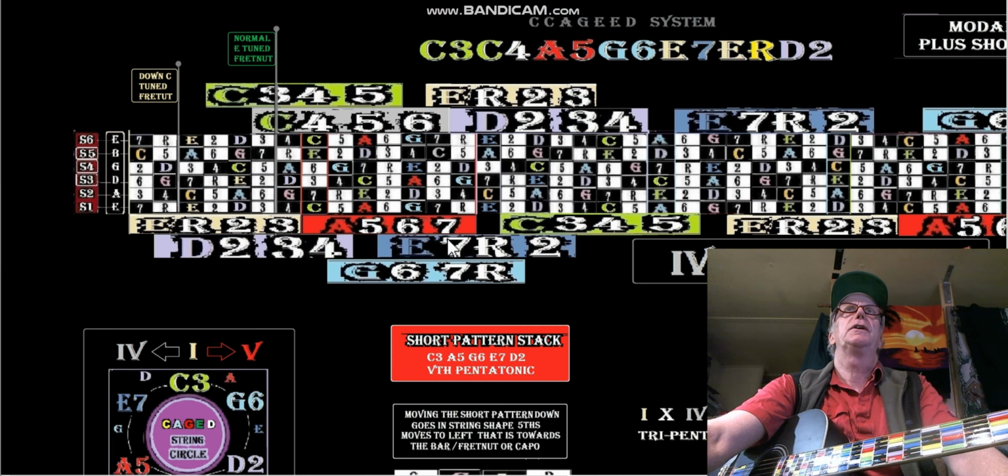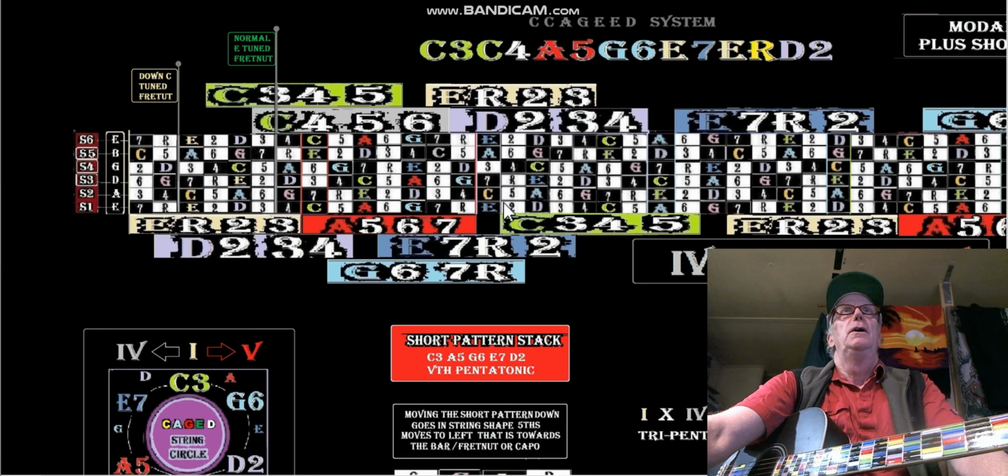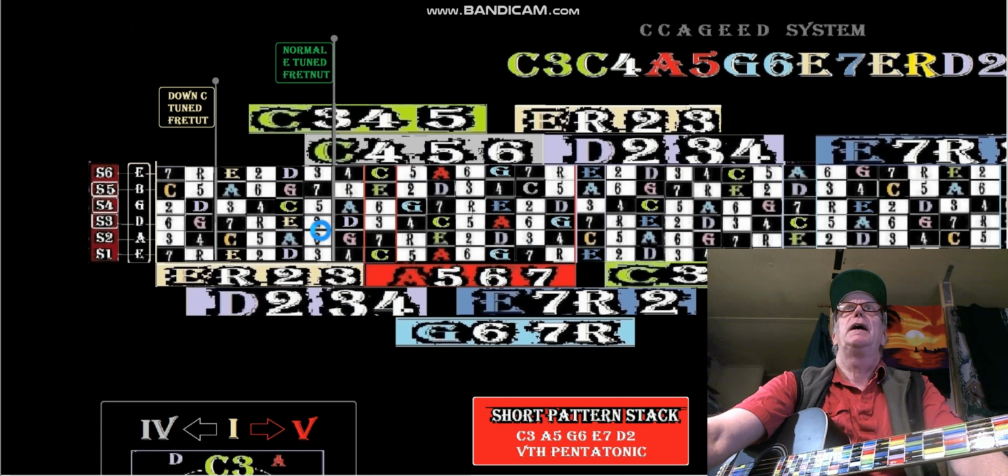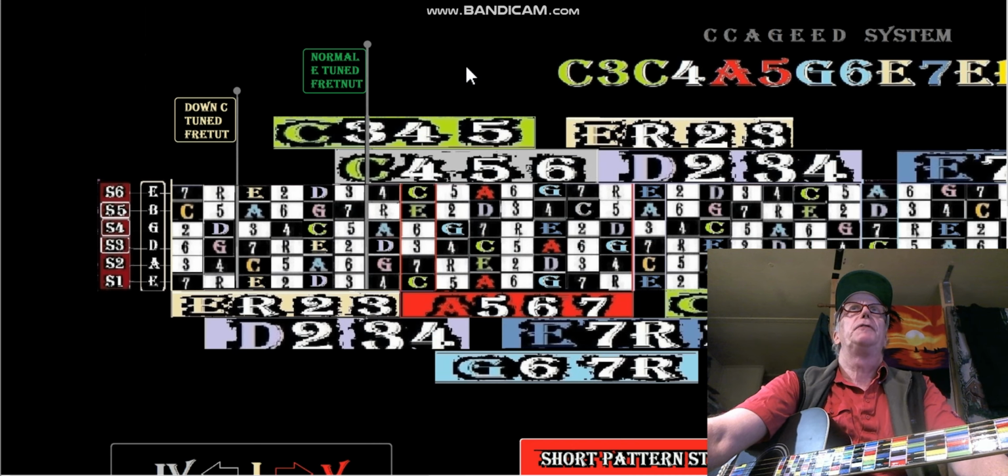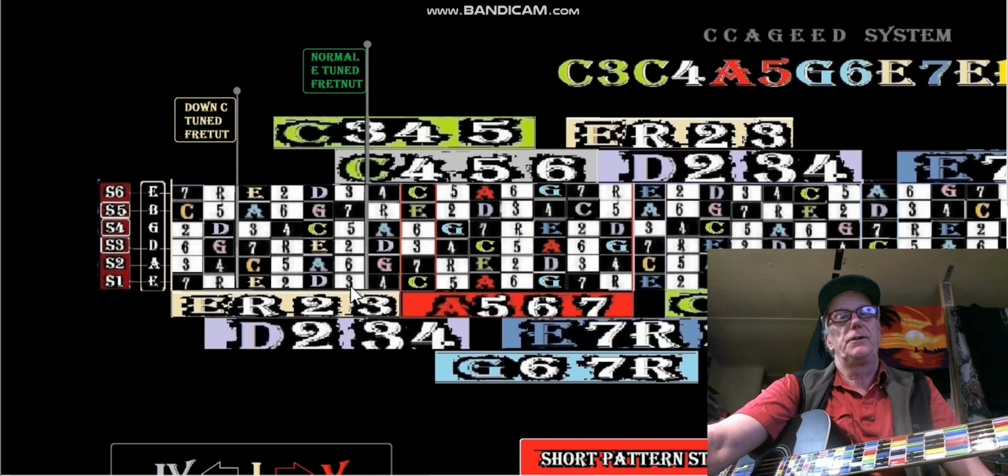Now let's look at our fretboard. Here we have the regular fretboard. We have the down C tuned fret nut flag right here, and we've got the normal E tuned fret nut flag right here at 3, 4, 5. Key is C. E is the third of C. Here's root, that would be C. That would be the B, but it's not playable really if the fret nut's there.